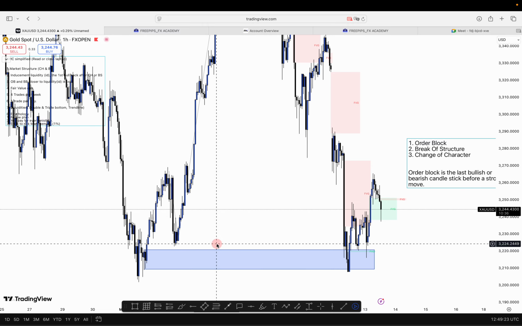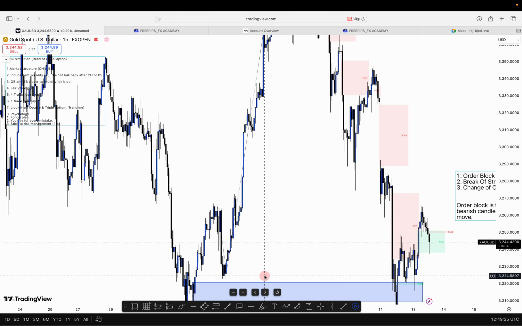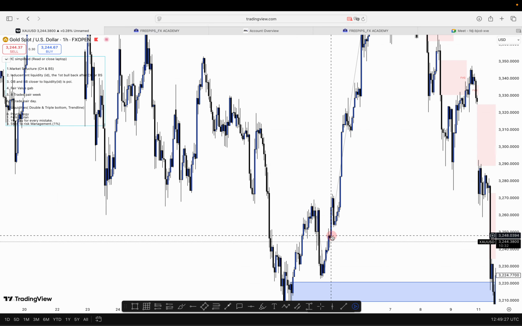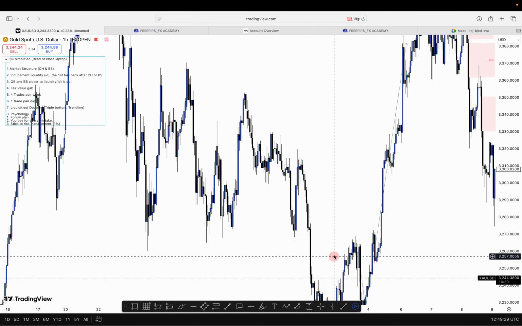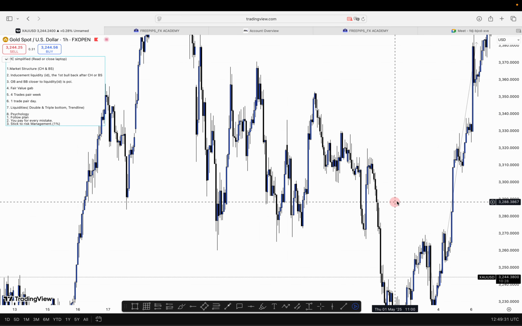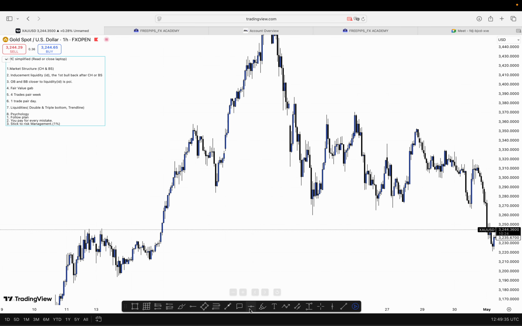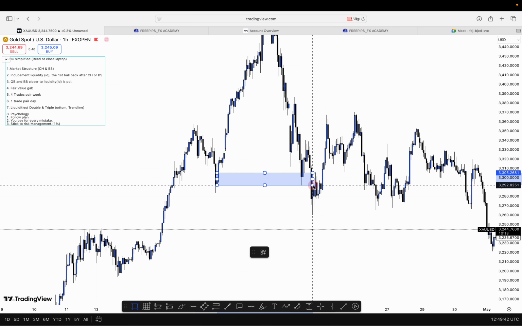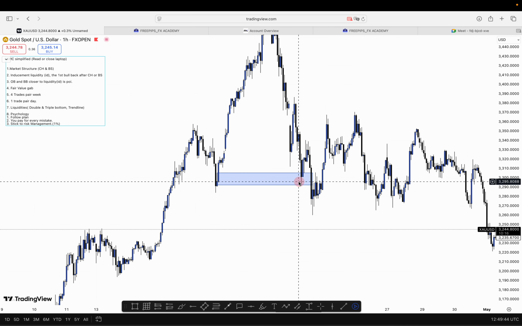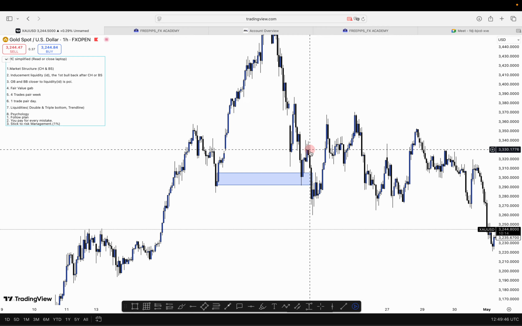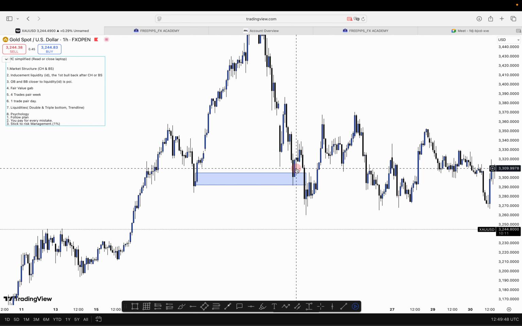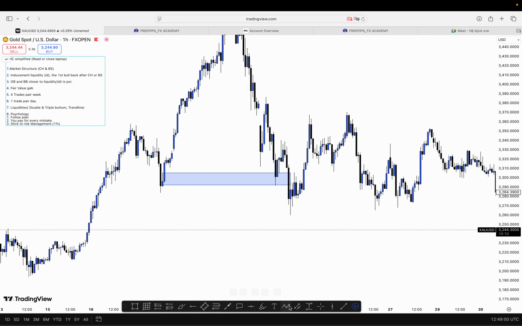So that is an order block. Let's look for another one: the last bullish or bearish candlestick before a strong move. So over here, this is also an order block. Price respected it and came back to break it, because we have this big move.